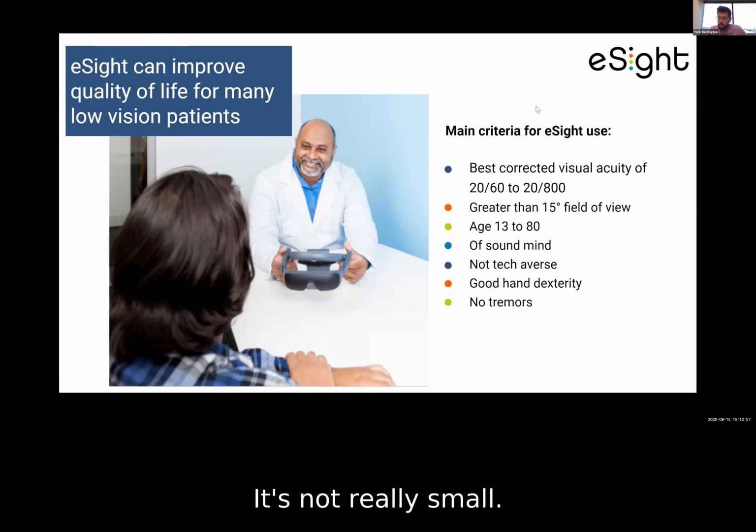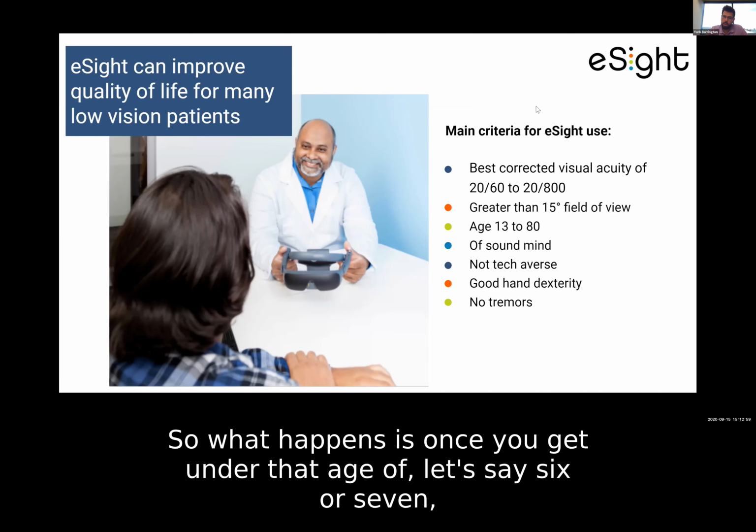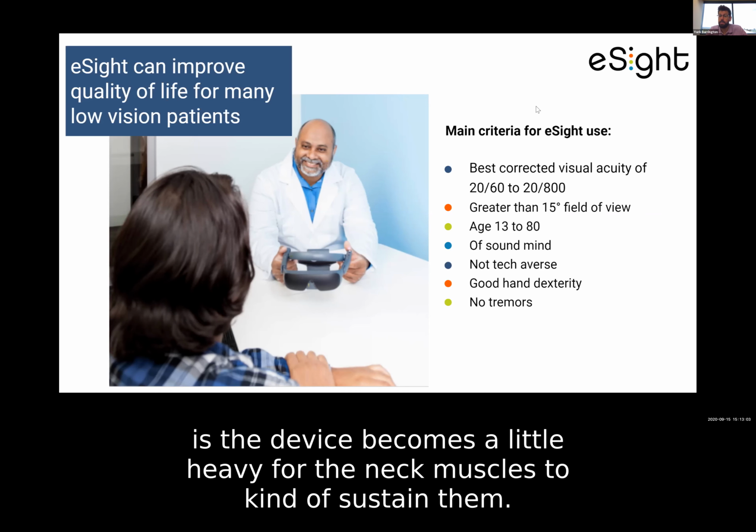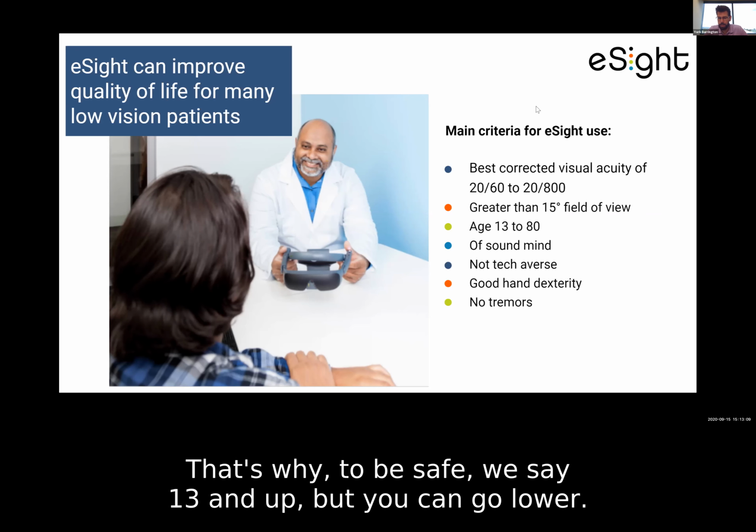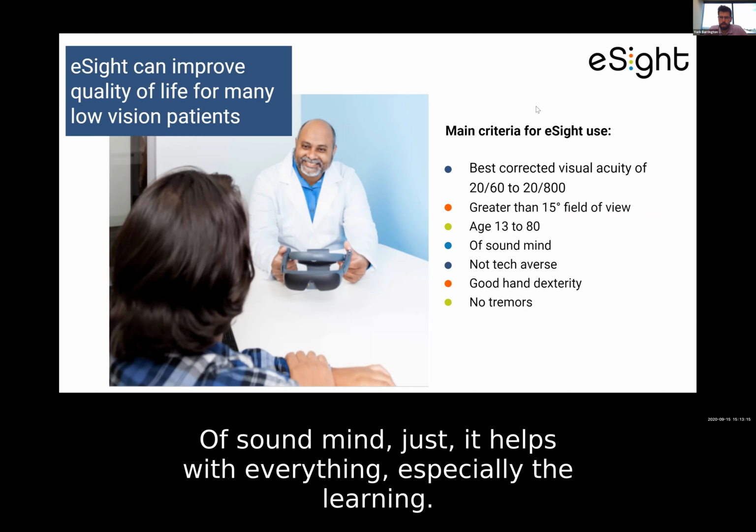The eSight device isn't super compact. It's not really small, and so what happens is once you get under that age of, let's say 6 or 7, the device becomes a little heavy for the neck muscles to sustain. And so that's why, to be safe, we say 13 and up, but you can go lower. Of sound mind, it helps with everything, especially the learning.